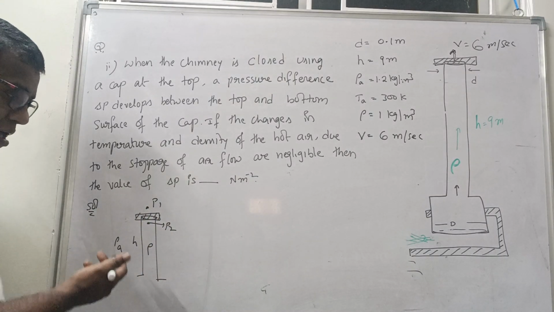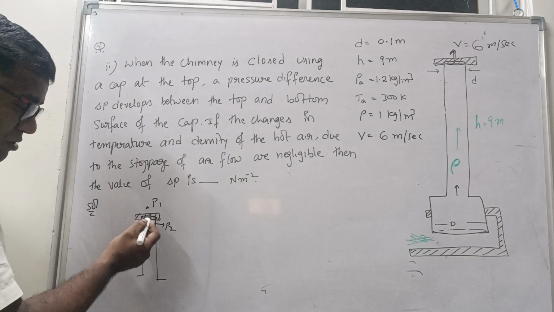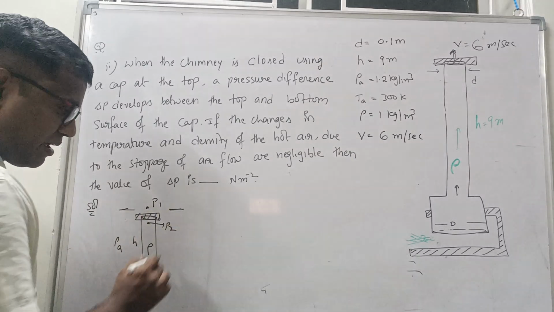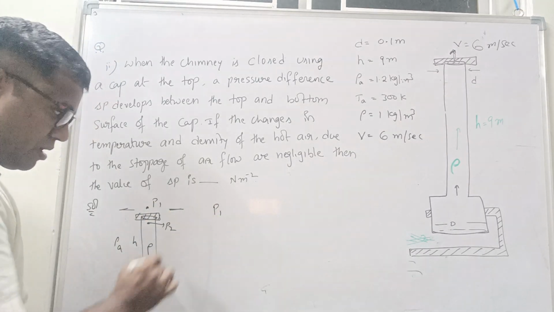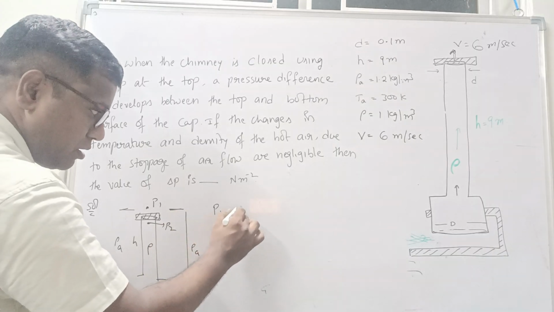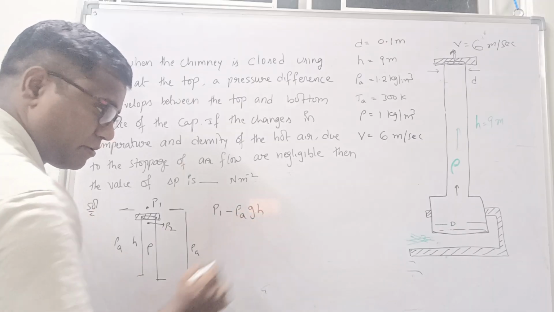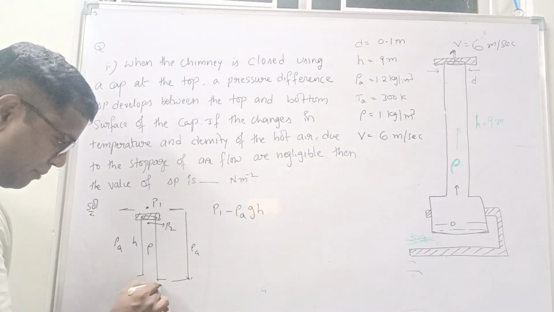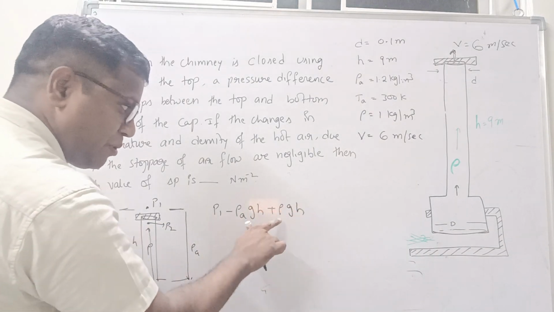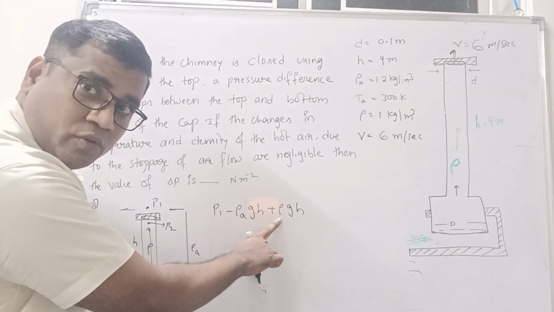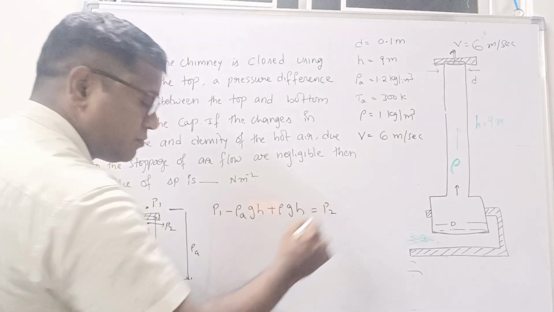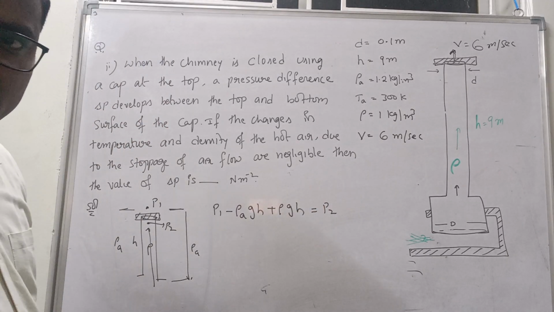So now see how I will calculate. From here I will go. See, here it is P1. Going down, here the density is rho A, so minus rho A g h. Again I am going inside, so plus rho g h. Why? Because inside the pipe the density is rho. That's why I wrote rho g h, which is equal to P2.